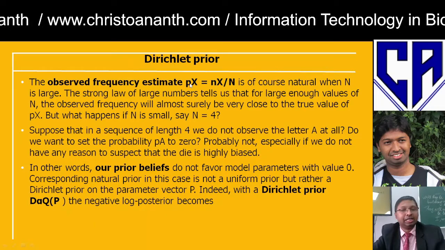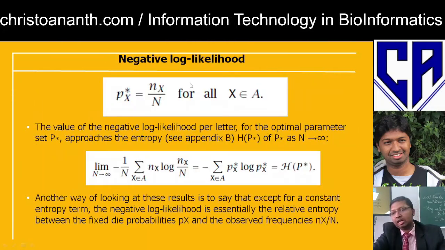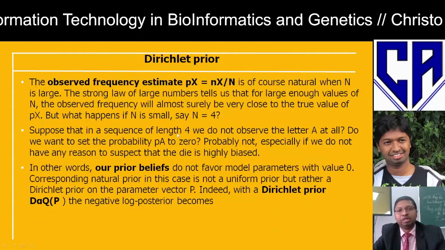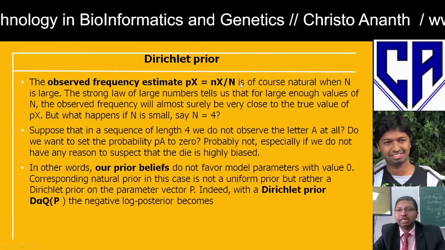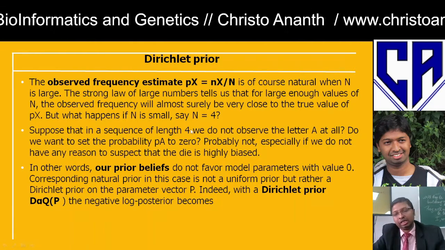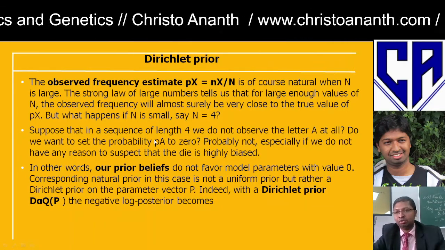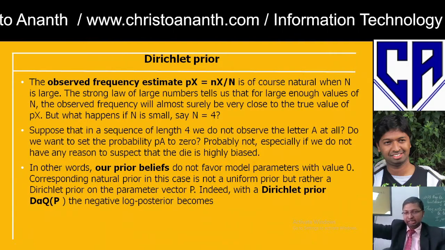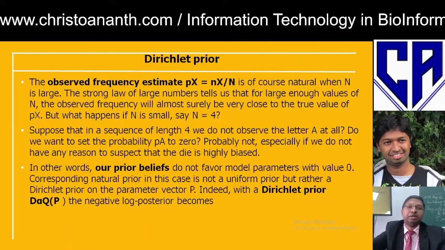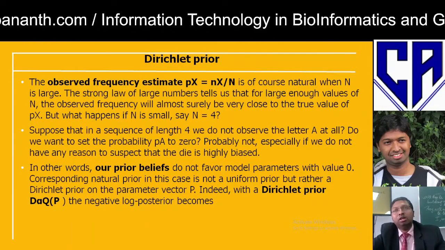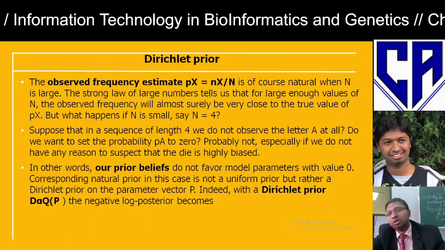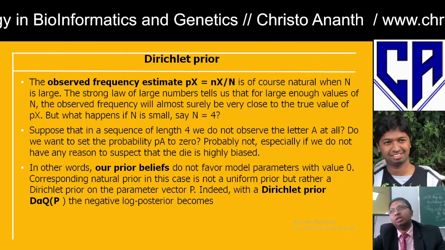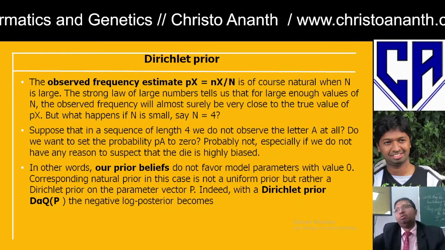So this is the case of the observed frequency estimate. Whenever you have to calculate, for example in this one, you are calculating the observed frequency to be nx by n. So this is the observed frequency estimate, Px is equal to nx by n. Suppose we take a sequence of length 4, with A, C, G and T. Suppose A does not appear at all, so the probability of A is equal to 0. We may have confusion whether, if A doesn't appear, the probability would be 0.